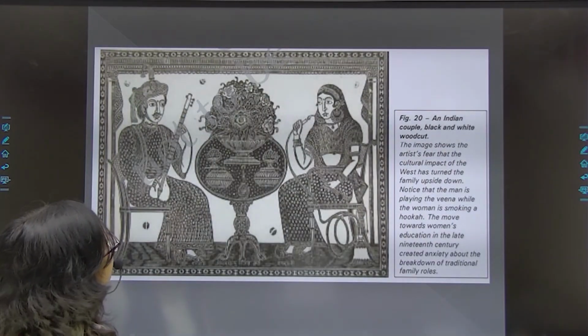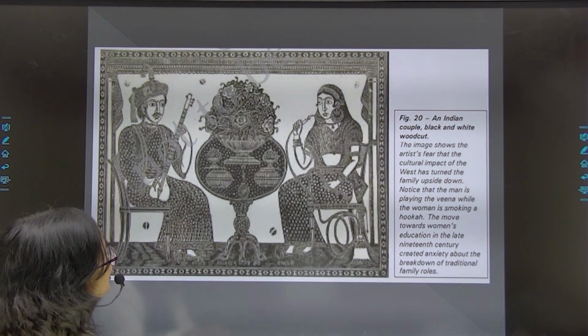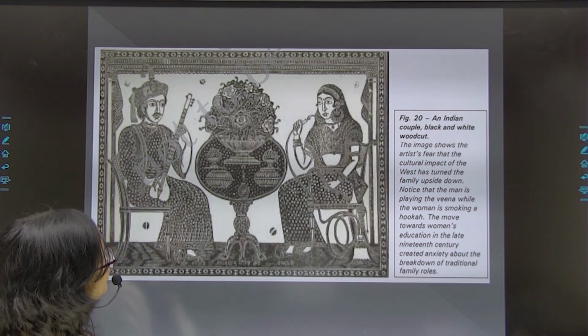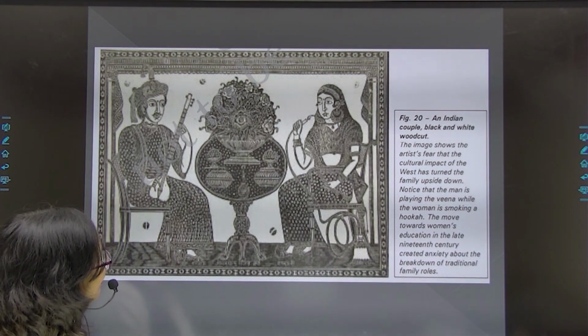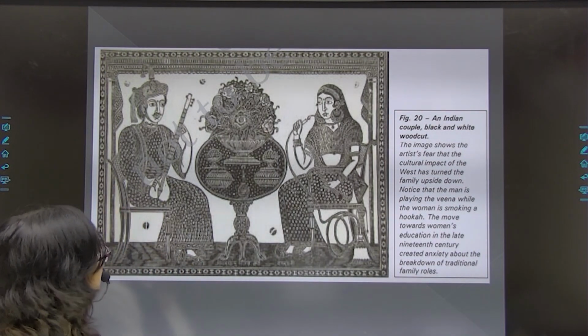Then we come to the next section. This is again a small painting you can see here. An Indian couple, in a black and white woodcut. Look at what this is showing. You can see the lady using a hookah. I hope you know about it. And the man is playing the veena.